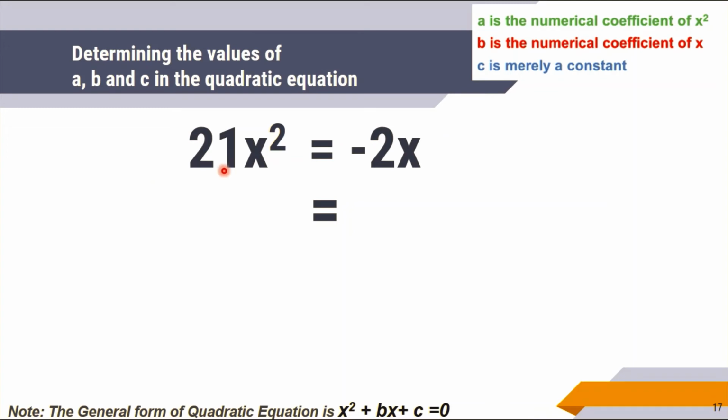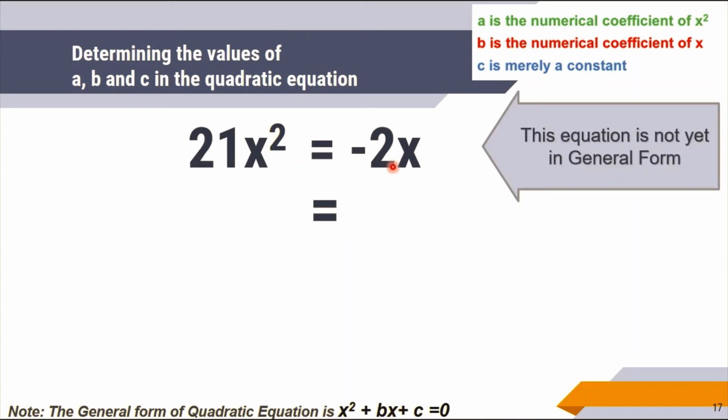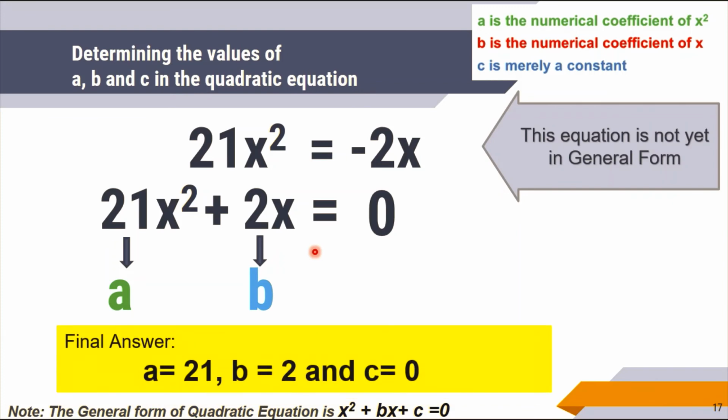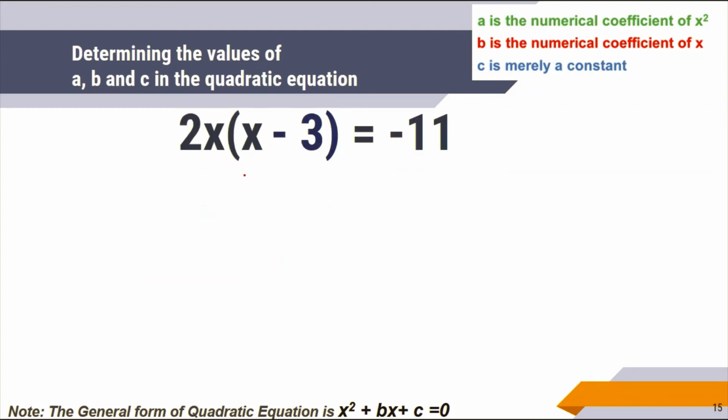So let us have this, 21x squared is equal to negative 2x. Again, this is not yet in general form. Using the APE, kasi negative 2x ay dapat pupunta sa left side ng equation. So may gain positive 2x, then it is equal now to 0. Determining the constants, we have A as 21, B as 2, and since wala naman tayong constant term dito aside from 0, therefore si C ay 0. Now, the final answer is A is equal to 21, B is equal to positive 2, and C is equal to 0.